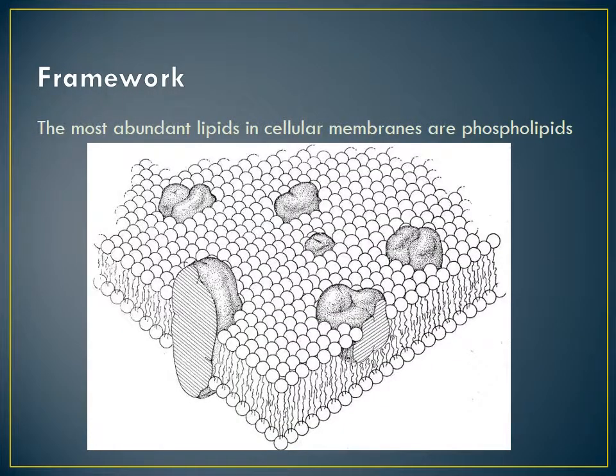By far, the most abundant structure in the membrane is the phospholipid. That's another reason they call it the phospholipid bilayer. Phospholipids make up the sort of background, the core of that membrane. And if you remember the structure of phospholipids, switch over to the next slide.